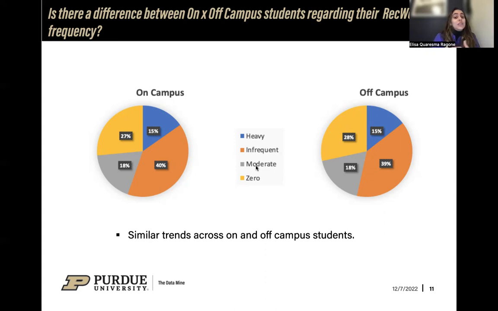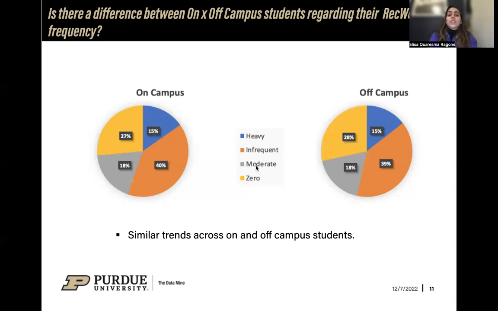And even though we had initially hypothesized that students living on campus would have higher Rockwell access as they are closer to the facilities, that didn't really show to be the actual case. Because as you can see here in these two different graphs, we have one on the left for on-campus students and one on the right for off-campus students. And for each color, we have a different label of their frequency level, and the percentages are pretty similar, showing there are similar trends across on and off campus students.